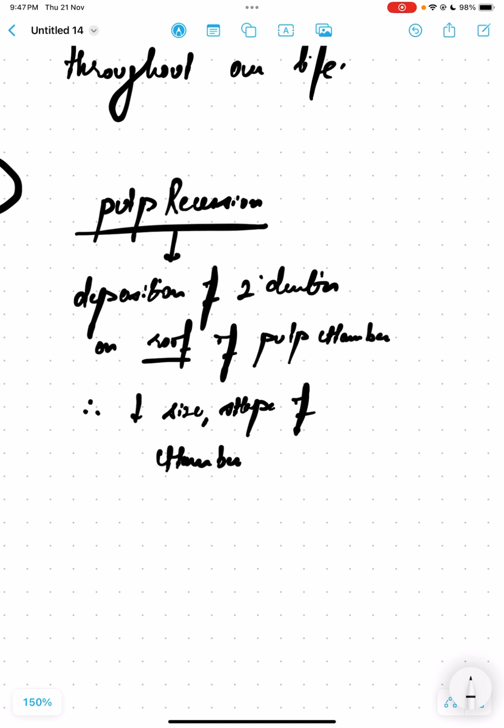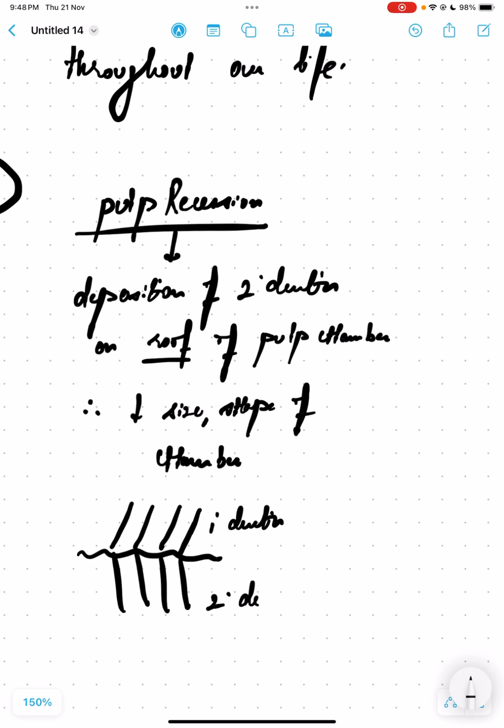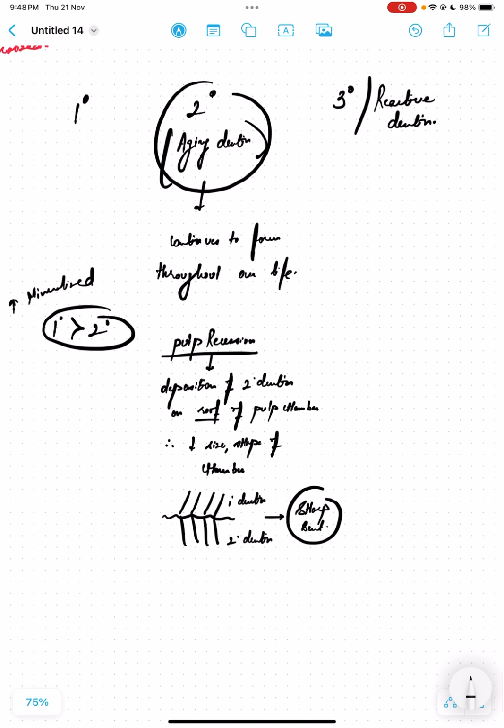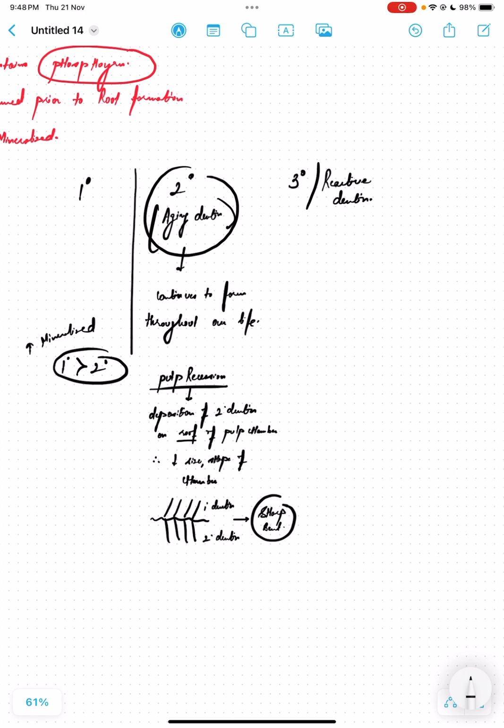Due to this, what will happen? I am making it by a diagram. Suppose this is our primary dentin and this is our secondary dentin. So here it will be showing a sharp bend. Okay, so pulp recession occurs because of secondary dentin.